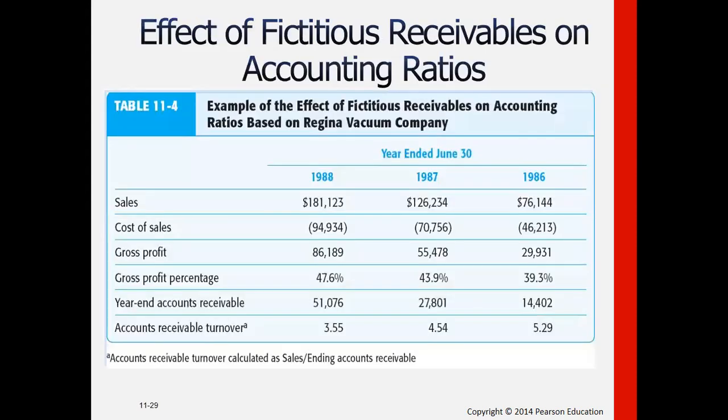Now, this is the effect of fictitious receivables, or fake receivables, on accounting ratios. Examples on accounting ratios based on Regina Vacuum Company. We have to take note that AR turnover is net credit sales divided by average ending accounts receivable. That's our complete formula. By the way, the years are from 1986, right most part, to 1988, left most.